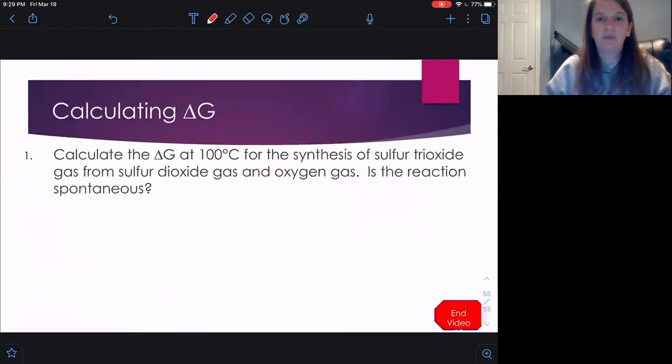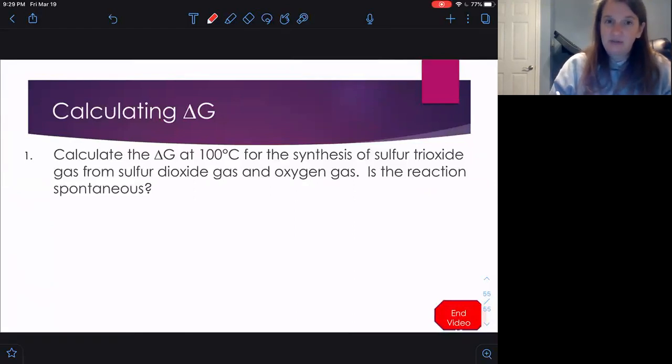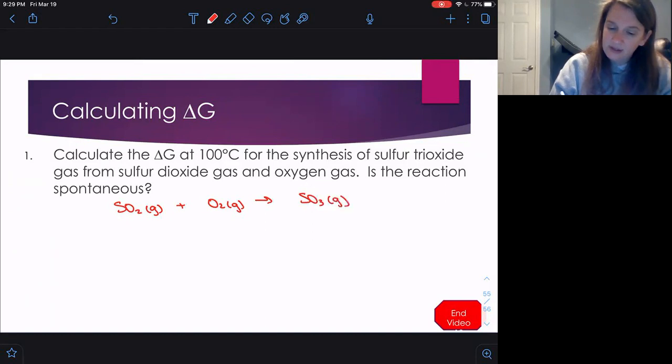So our next question here, we want to calculate the delta G at 100 degrees for the synthesis of sulfur trioxide gas from sulfur dioxide gas and oxygen gas. So we have to write a reaction first. So we have sulfur dioxide gas and oxygen gas to make sulfur trioxide gas. Let's balance. So that should be balanced. We have 2 sulfurs, 6 oxygens.